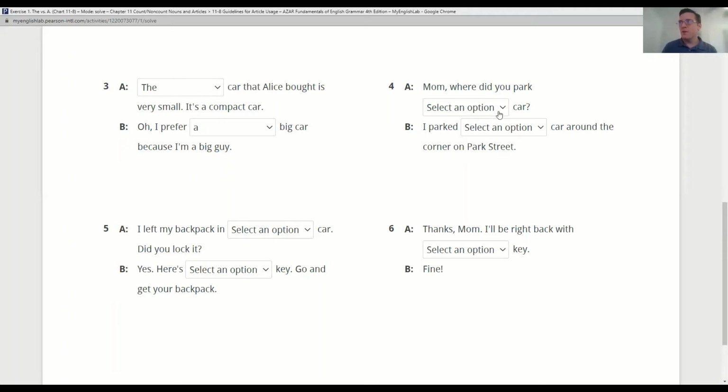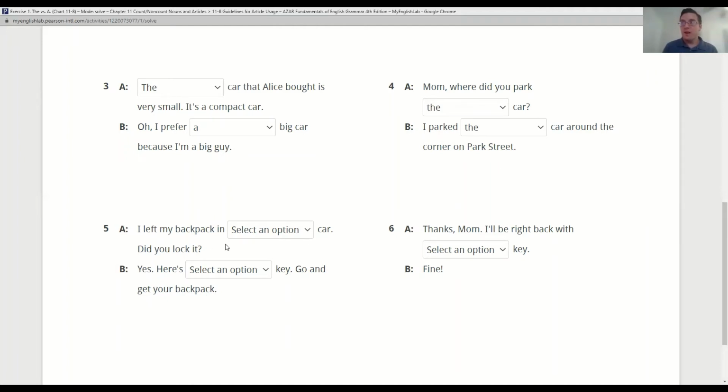Mom, where did you park the car? We use the because I'm talking about our car. Mom, where did you park our car? The specific car, right? I parked the car around the corner. So when we talk about our car, the one that belongs to us, we often will use the phrase the car.